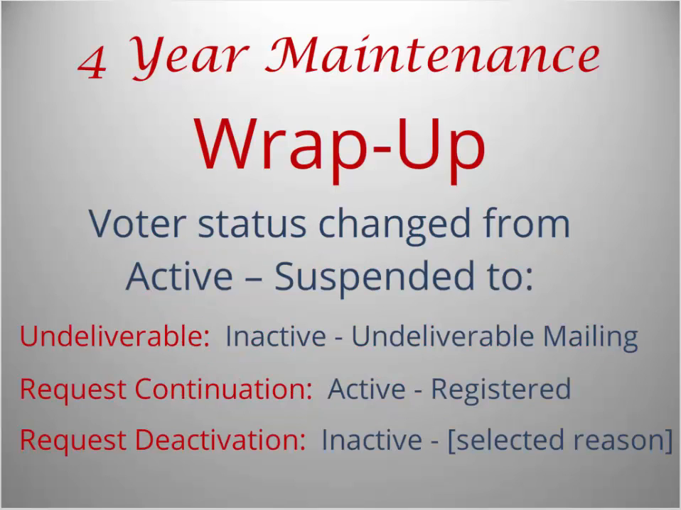Remember, when you enter or change the response type, the voter status is changed. When you select the response type of undeliverable, the voter status is changed to inactive undeliverable mailing. For request continuation, the status becomes active registered. And for request deactivation, the voter status becomes inactive, and the reason will be based on the reason that's selected in the tracking window. Remember, that might be inactive moved, inactive voter request, inactive deceased, or inactive felon.